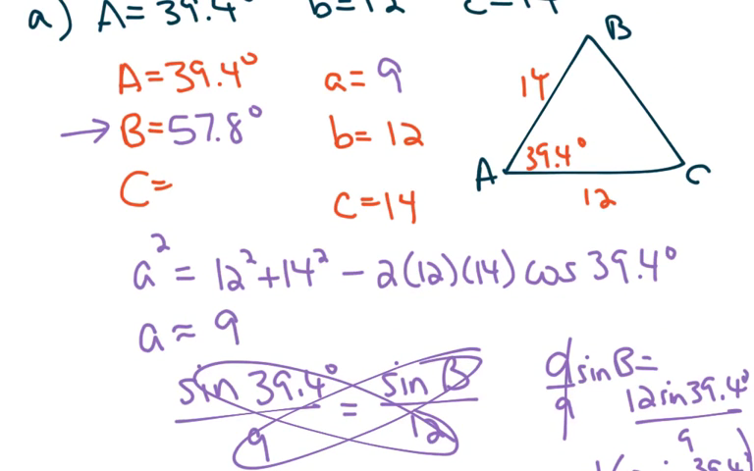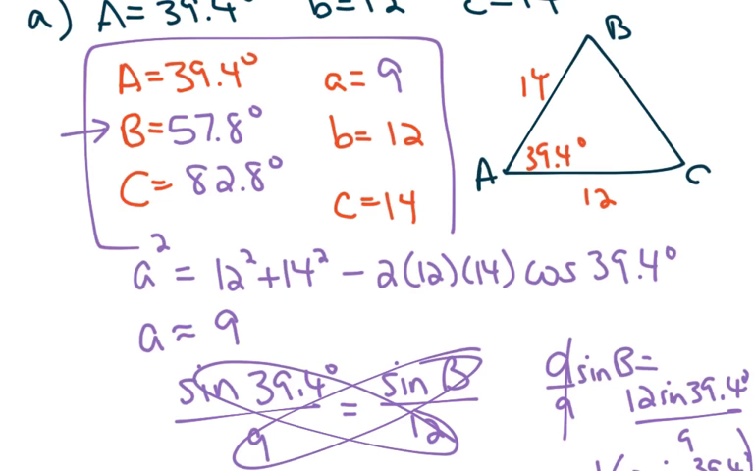And now that you have two of the angles, you can just subtract them from 180 to find the third angle. And the third angle is going to be 82.8. And there's the solution to your triangle.